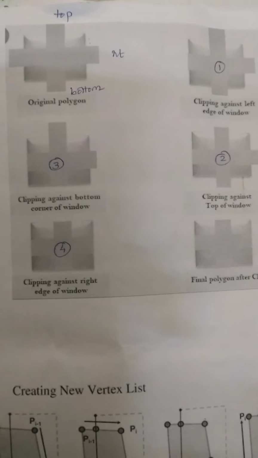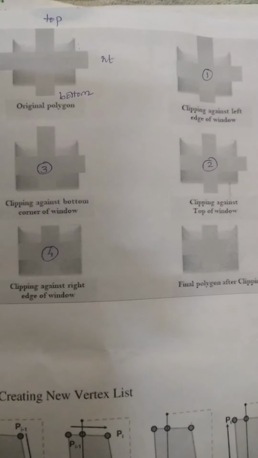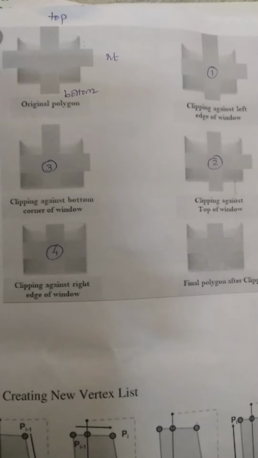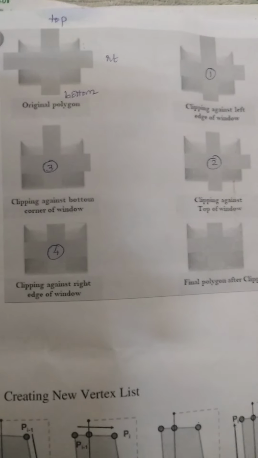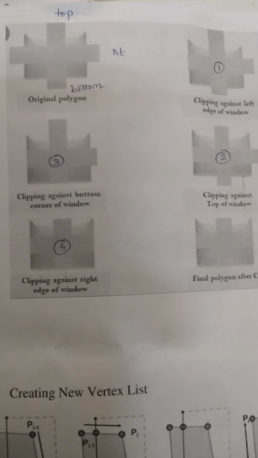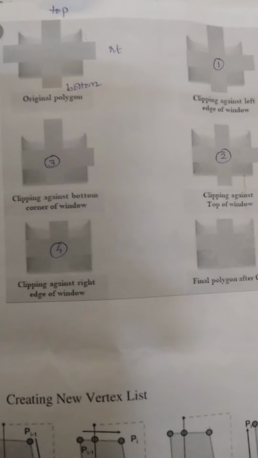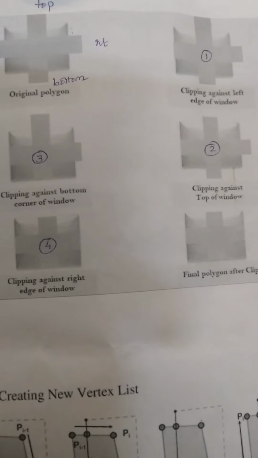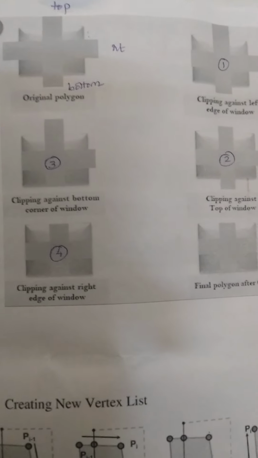Hello students, in this lecture we will be seeing about Sutherland-Hodgman polygon clipping algorithm. Polygon clipping is an important operation that computers execute all the time. It is used in areas like game development where clipping of polygons is needed. Let's see the actual working of the algorithm.